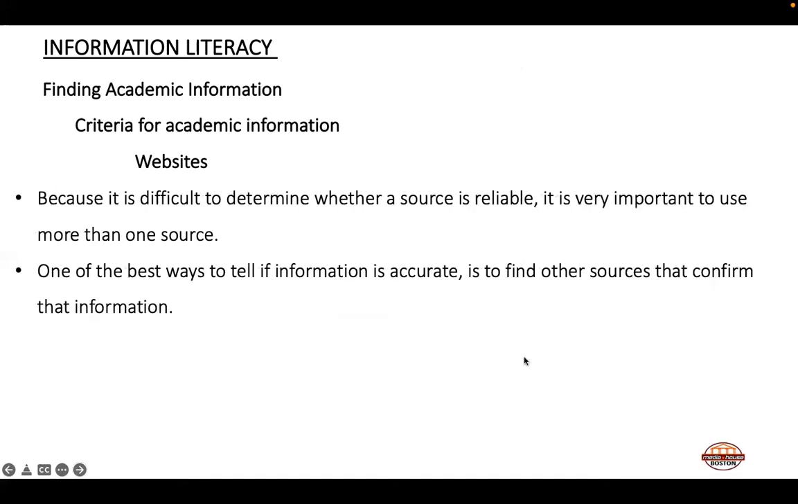Because it's difficult to determine whether a source is reliable, it's very important to use more than one source. Yes, I highly recommend this. We use various sources. So I don't just take information from one thing I read. I need to research more and see more and do more, okay? So I think this point came through strongly that we need to find other sources that confirm the information. It's not just one person that's writing this information. We find it in various other places as well.